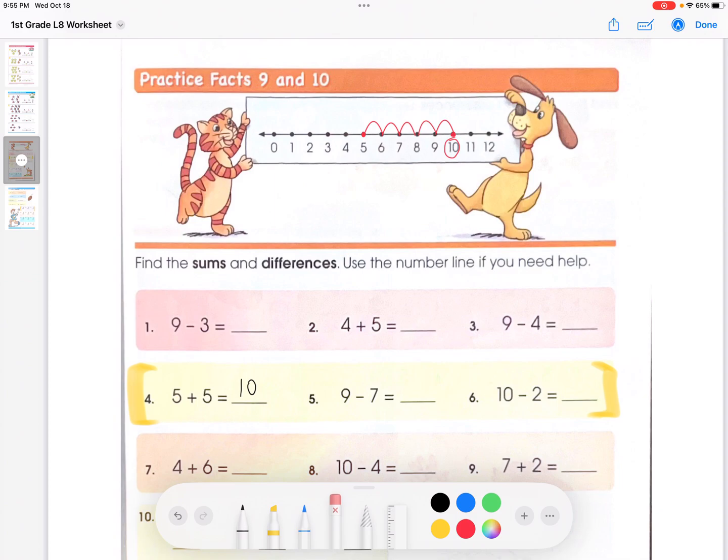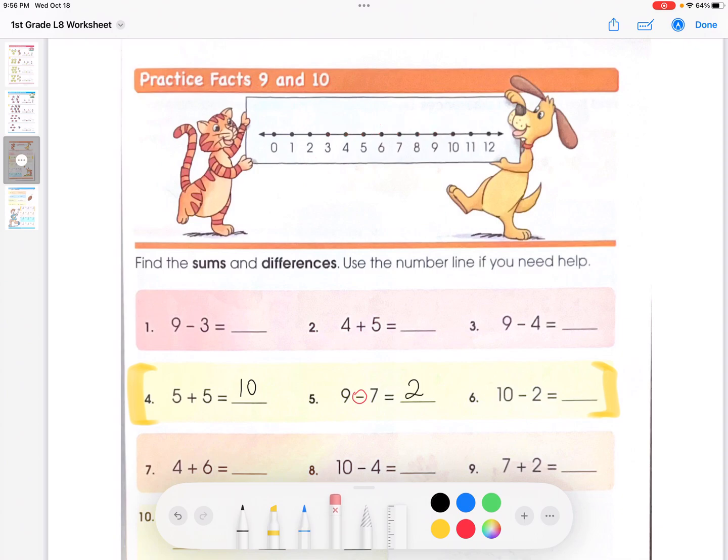Okay, now let's try number 5. Number 5 is 9 minus 7. So we start at 9. And this time, since the symbol is subtraction, we're going to move backwards. 1, 2, 3, 4, 5, 6, 7. So if we move 7 backwards, what number do we end up on? We end up on 2. So 9 minus 7 is equal to 2.